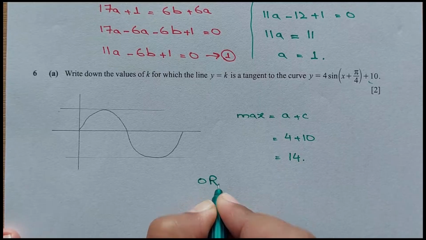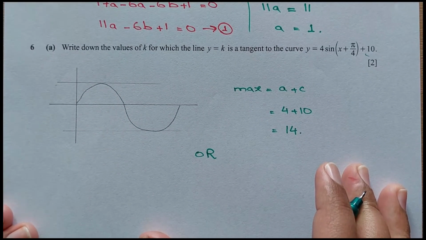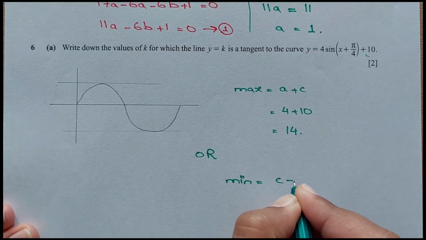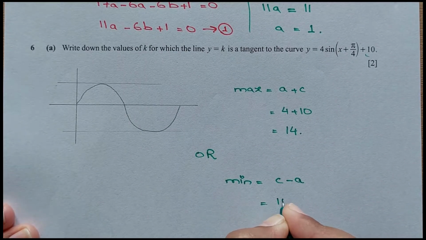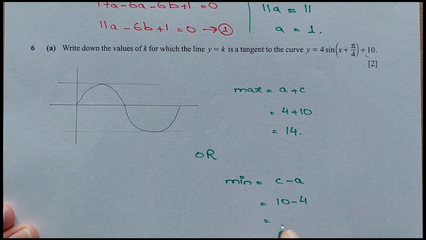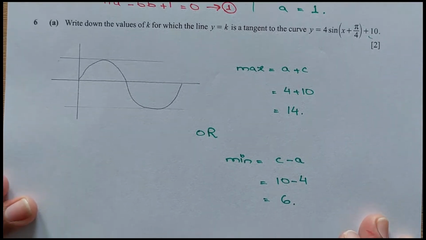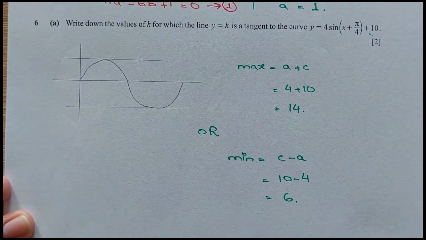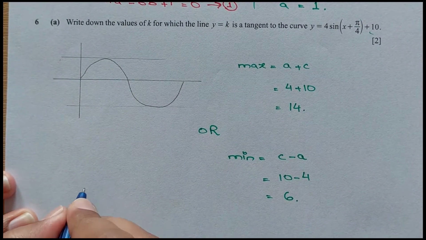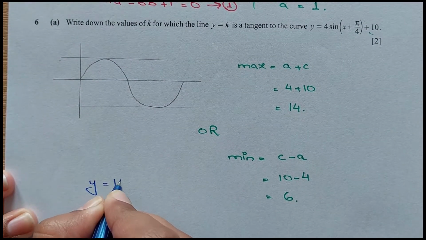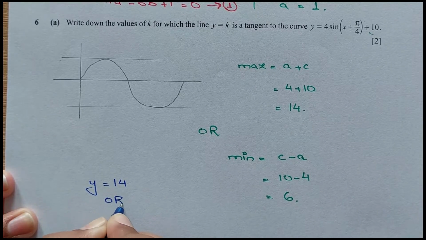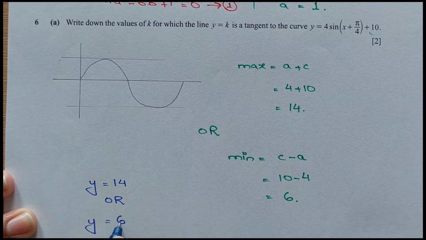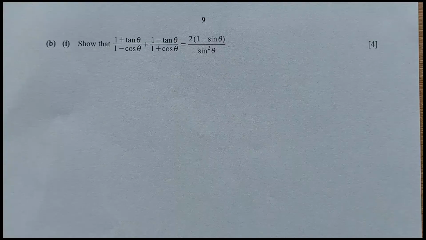Or for the minimum, the minimum is equation of axis minus amplitude, that is 10 minus 4, which is 6. So we will get the 2 k values for the line y equals k that is tangent to the given curve. So y equals 14, or we can say y equals 6. The 2 k values are 14 and 6.